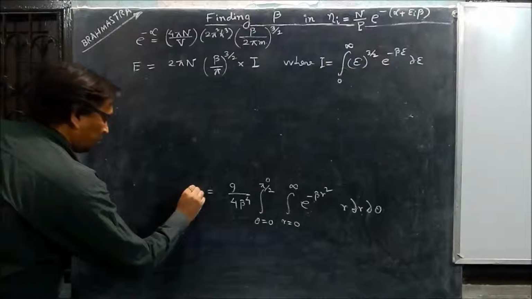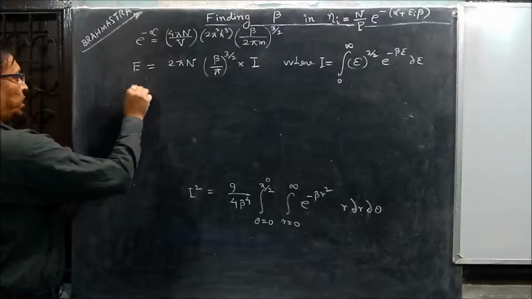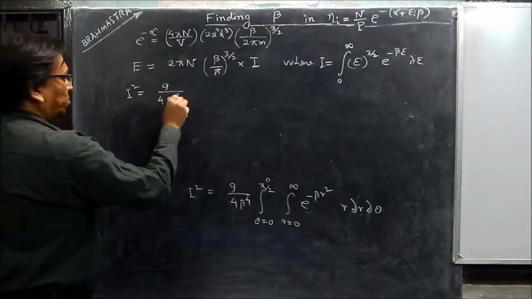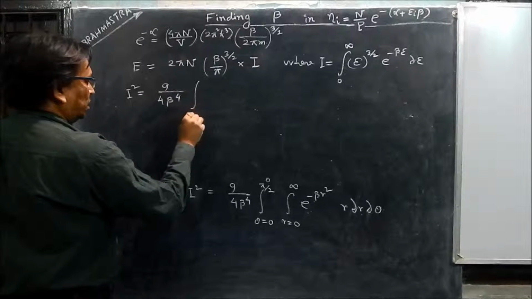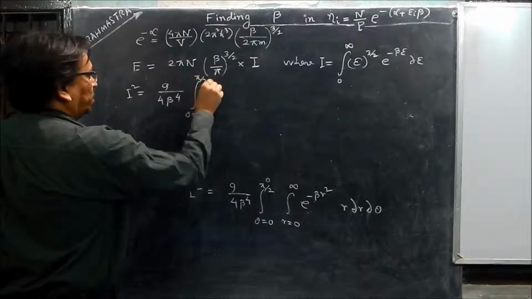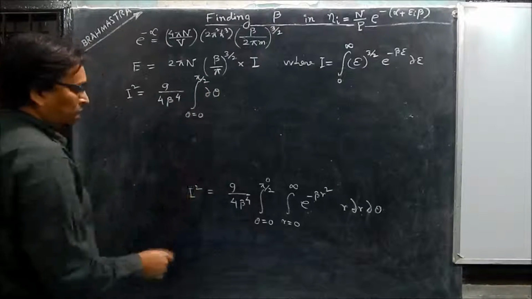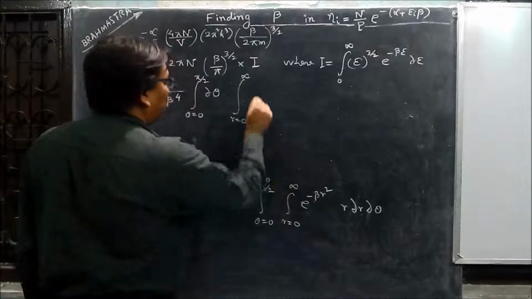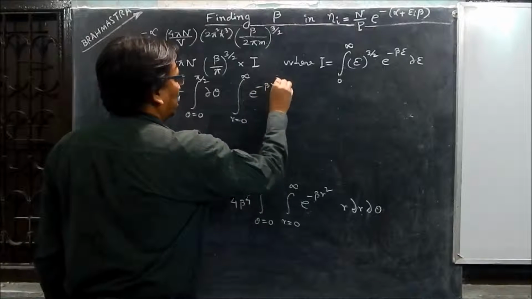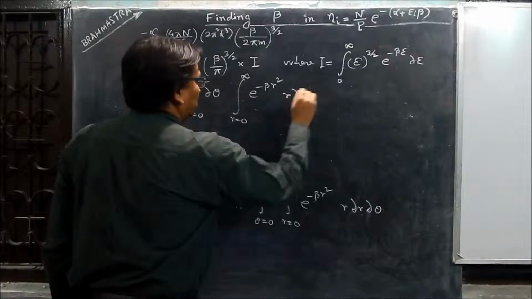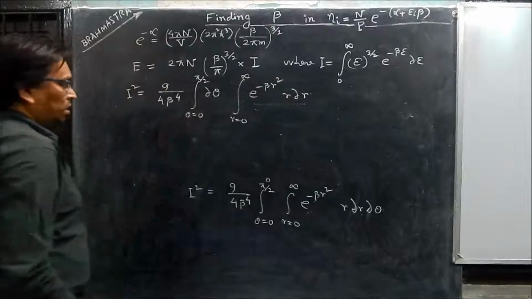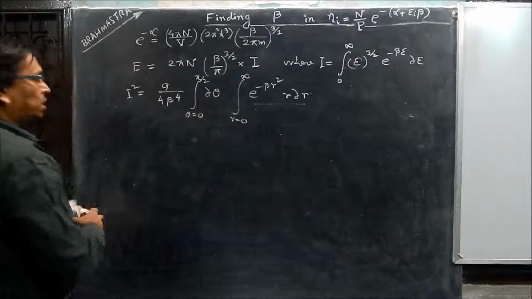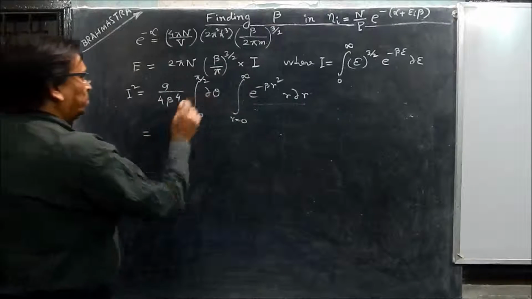So in the calculation of I square, we have seen this I square is 9 by 4 beta to the power 4, and integration of theta equal to 0 to pi by 2. So take del theta here and separately integrate r equal to 0 to infinity, and this is e to the power minus beta r square, and this is r del r. So one integration is this, another is this. This can be done fairly easily because this is just theta, so it will be pi by 2.